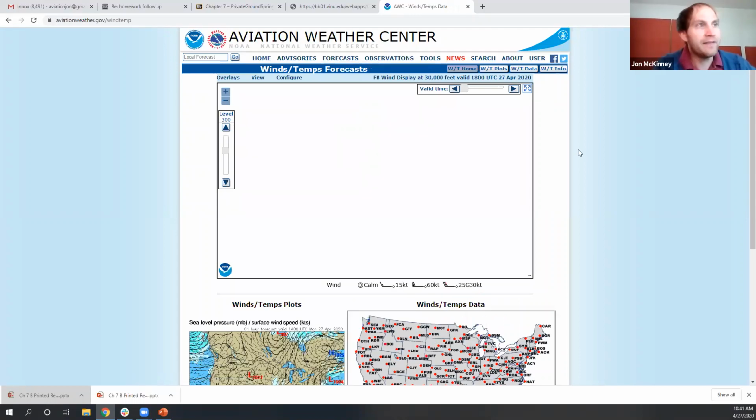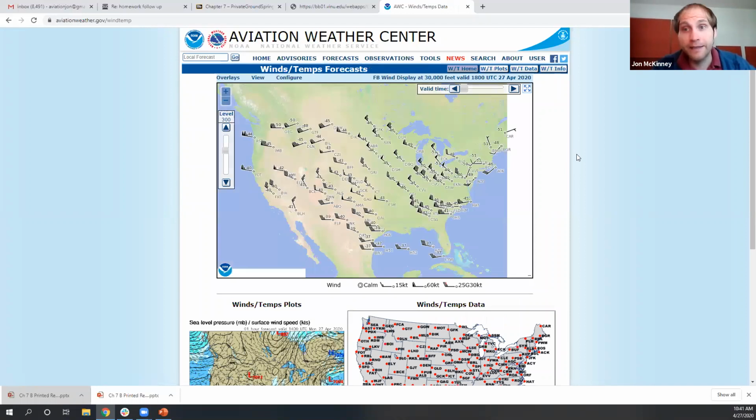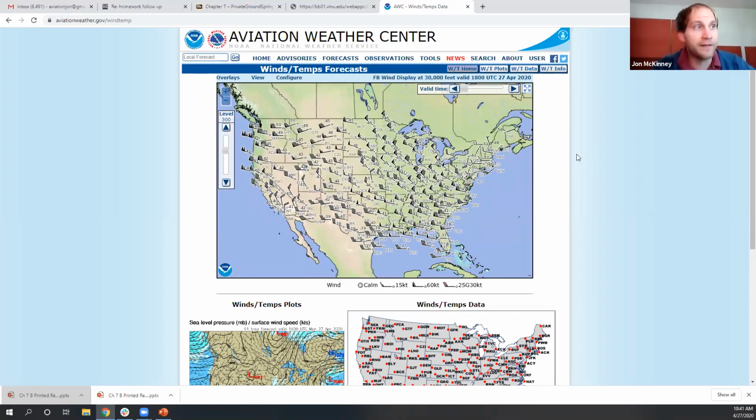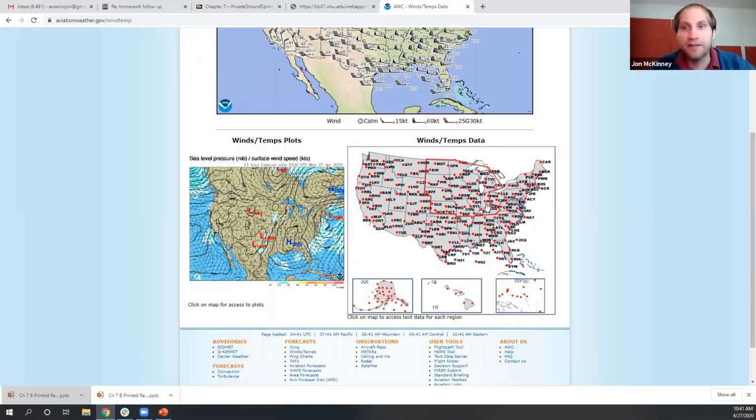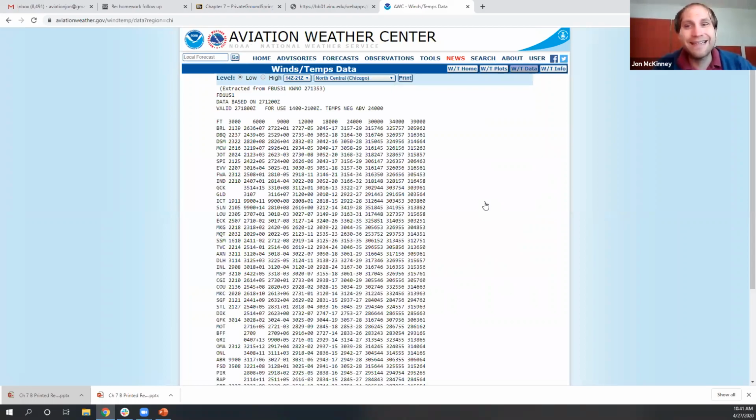In the center picture is the graphic, and the graphic is interactive. You can click around on the interactive graphic. That's a really cool feature. Old school style, I'm gonna go down and click the printed product. And IND, this is us, Indianapolis, so I'll click Indianapolis. And it brings up winds and temperatures aloft for this whole entire region. Today, for example, we're gonna study Indianapolis.